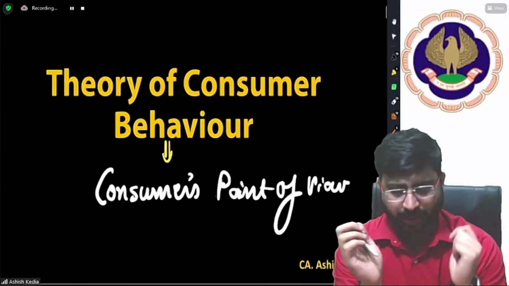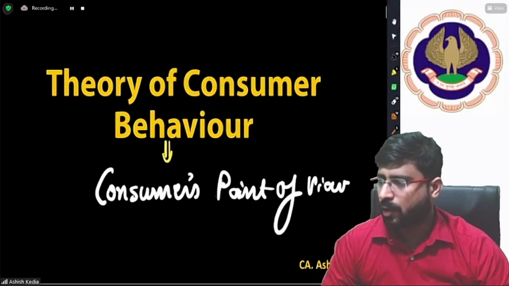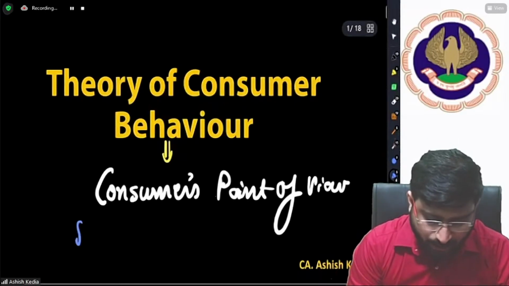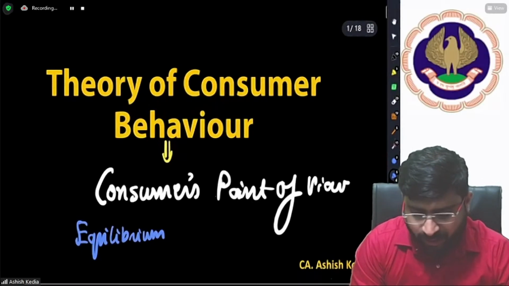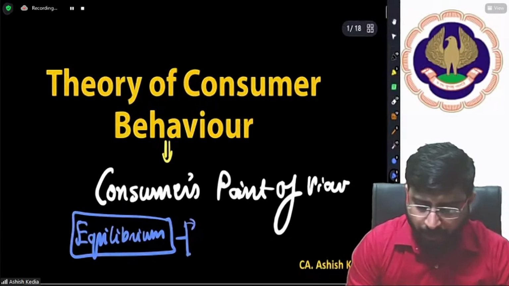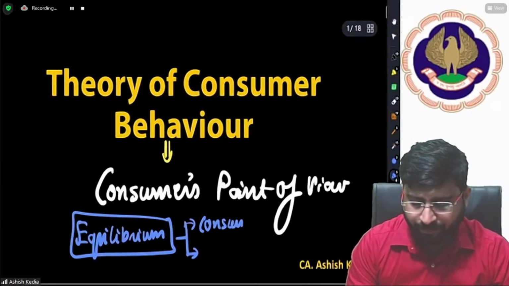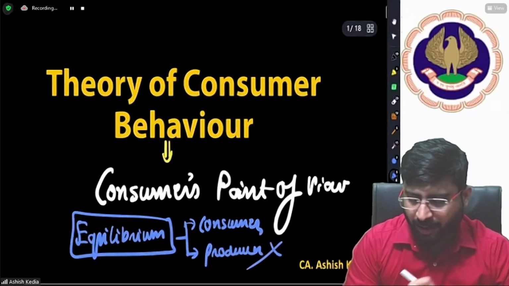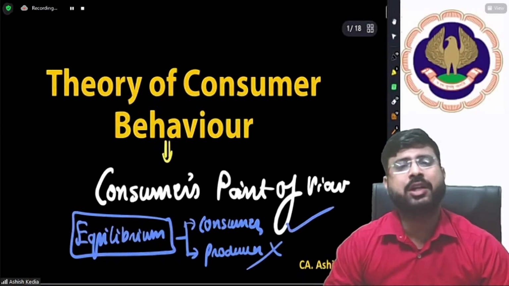Now, what is the objective of this chapter? The objective of this chapter is to find equilibrium. Now see, equilibrium can be defined in two senses: consumer equilibrium and producer's equilibrium. In this chapter, we are not concerned with producer's equilibrium. We are concerned with consumer equilibrium.